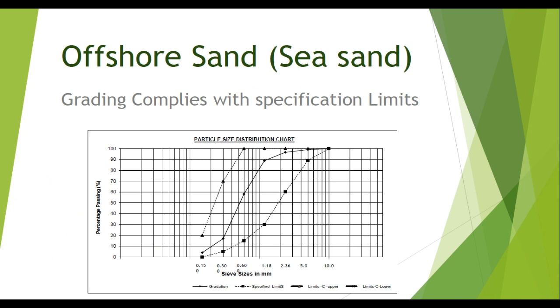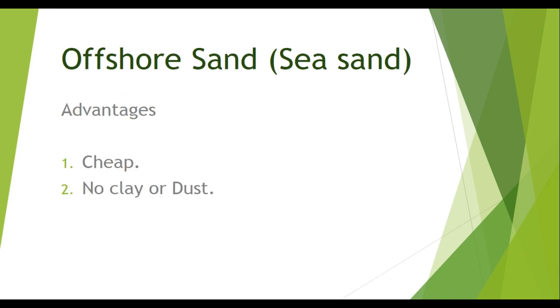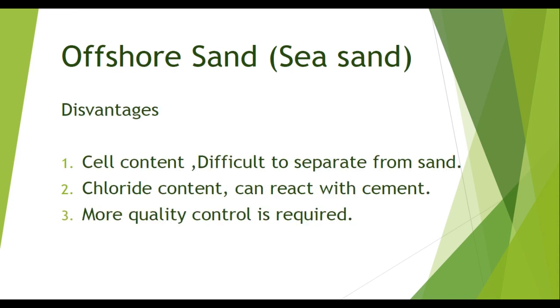The second we discuss is offshore sand. Offshore sand we normally call sea sand, after dredging from the sea. We can select that sand from the sea which matches our envelope. But there are advantages and disadvantages. First, the advantage is cheap because we can take it from the sea, and there is no clay and dust. That's also an advantage. But there are more disadvantages.